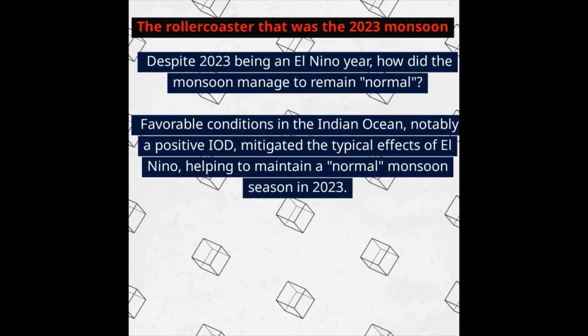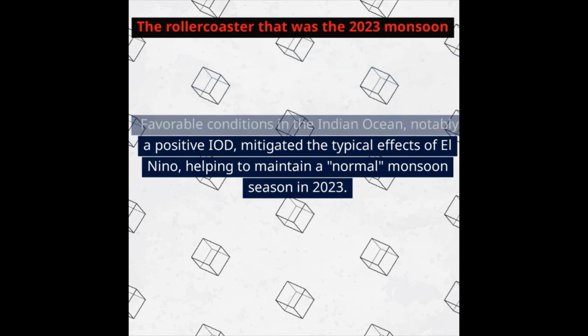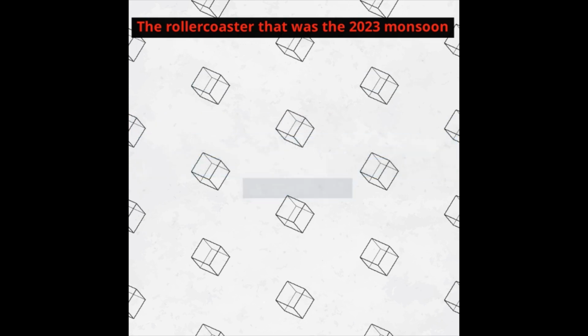Despite 2023 being an El Niño year, how did the monsoon manage to remain normal? Favorable conditions in the Indian Ocean, notably a positive IOD, mitigated the typical effects of El Niño, helping to maintain a normal monsoon season in 2023.